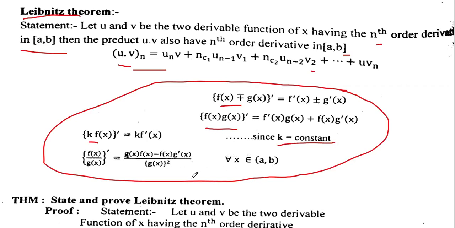Also we have seen the division derivative: the derivative of f of x divided by g of x equals g of x into f dash of x minus f of x into g dash of x, divided by g of x whole square, for all x belonging to ab. So this we have already seen in the previous lecture.